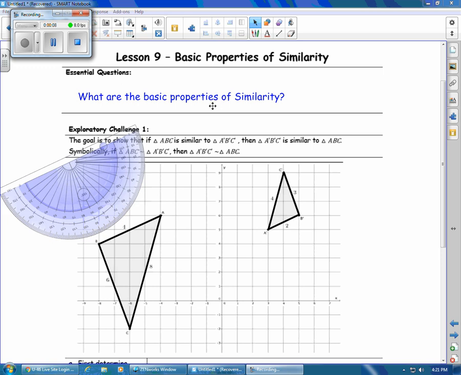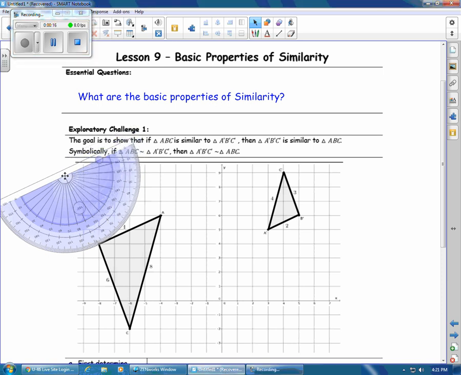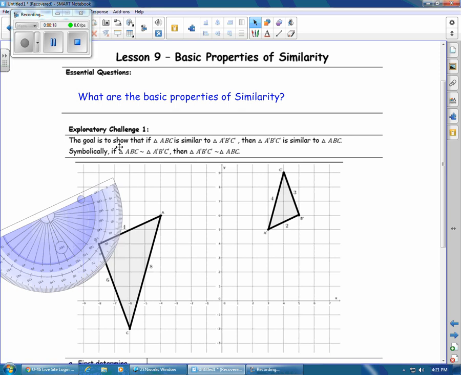You should be on page 71 of your module, and your essential question for this lesson is: what are the basic properties of similarity? So we have an exploratory challenge, and the goal is to show that if triangle ABC is similar to triangle A prime, B prime, C prime, then triangle A prime, B prime, C prime is also similar to triangle ABC, meaning it goes back and forth.